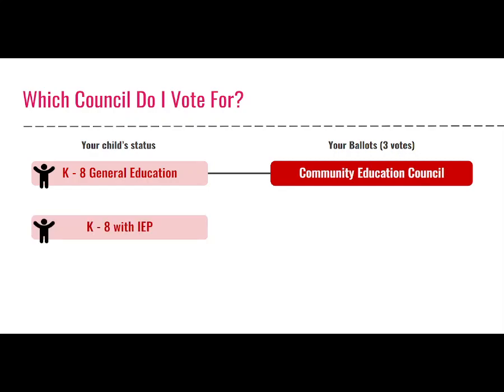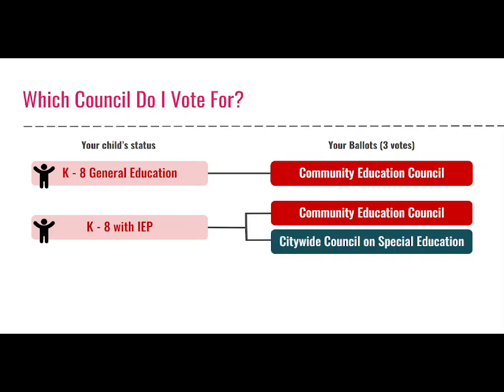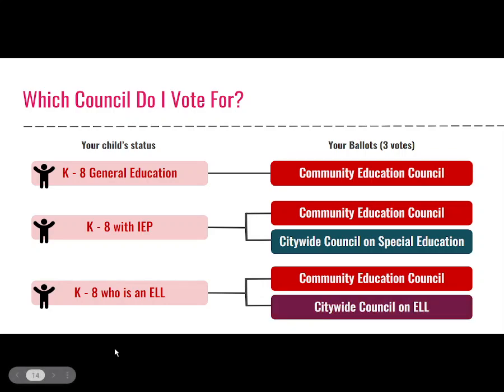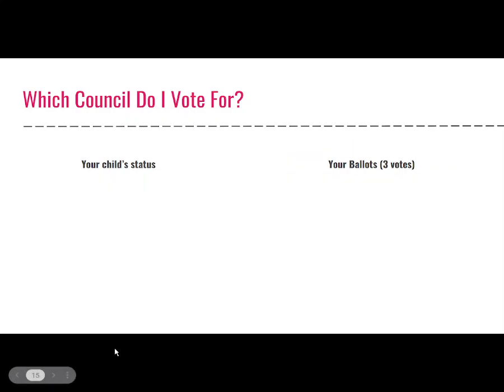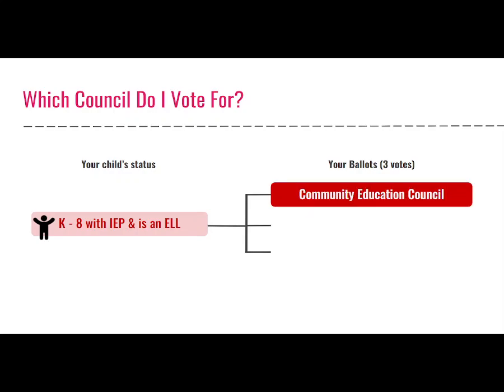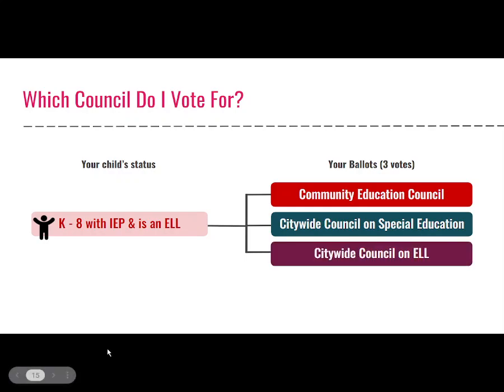If your K through 8th grader has an IEP, you will vote for the Community Education Council and the Citywide Council on Special Education. If your K through 8th grader is an English language learner, you will vote for the Community Education Council and the Citywide Council on English Language Learners. If your K through 8th grader with an IEP is also an English language learner, then you will vote for the Community Education Council, Citywide Council on Special Education, and the Citywide Council on English Language Learners. You will have 3 ballots.